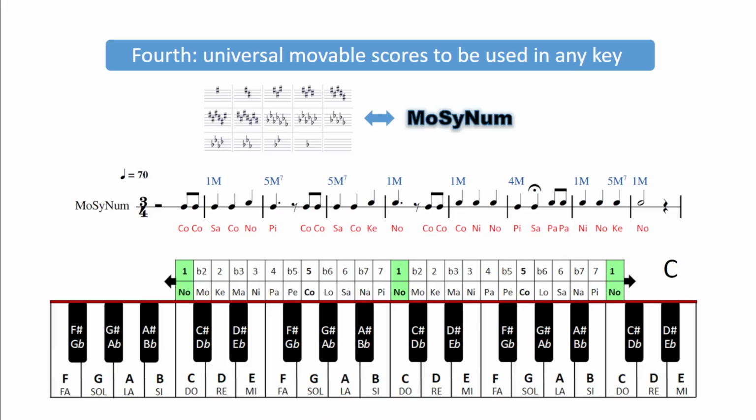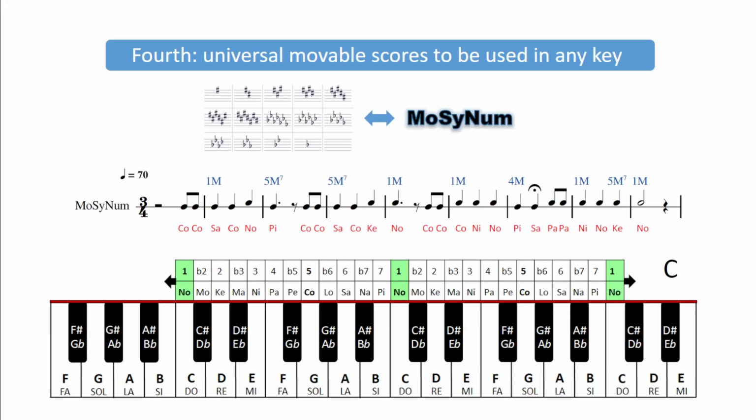Fourth, MoSyNum scores are movable, which means they can be sung or played in any of the 12 keys without rewriting the score. This is possible because the 12 melody syllables and the first number of each chord always represent the same degree of the scale. Unlike other systems, the names of the melody notes don't change when the key changes. This tonal flexibility allows musicians with transposing instruments or different vocal ranges to collaborate easily, using the same score.